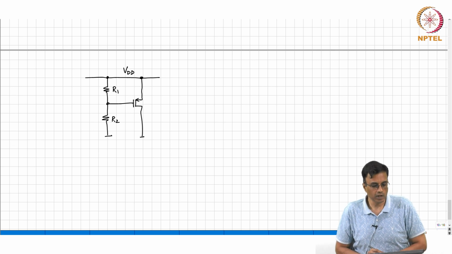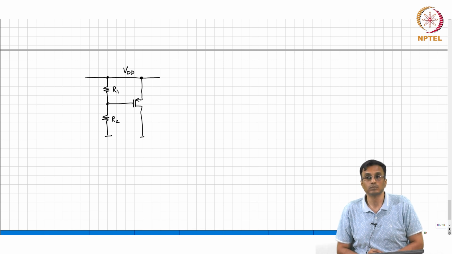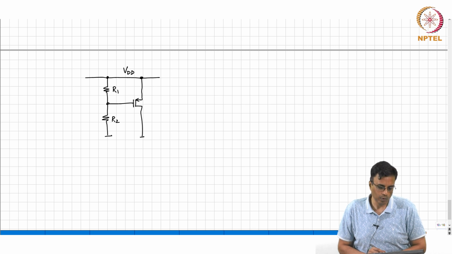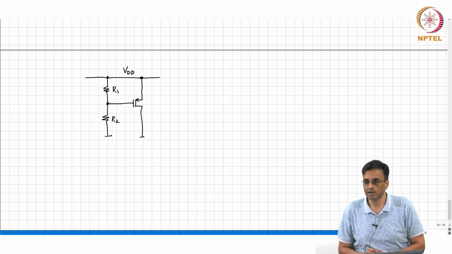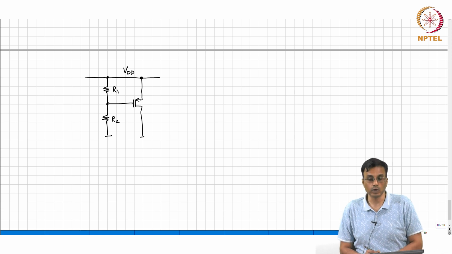what is the source gate voltage? What is the source gate voltage? VDD times R1 by R1 plus R2, okay, and so as long as that is greater than VT, you will have some current flowing, and therefore you will have some transconductance, correct. Now, if you want to make a common source amplifier, what all should we do?